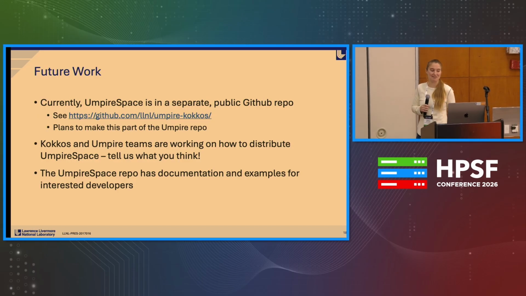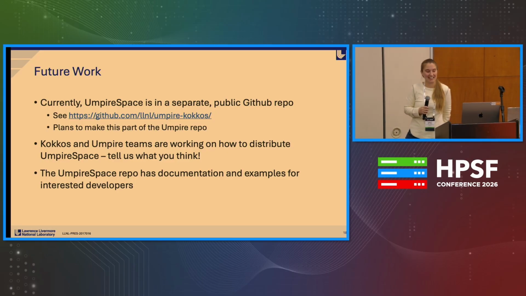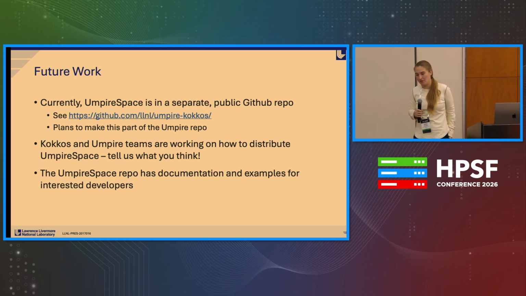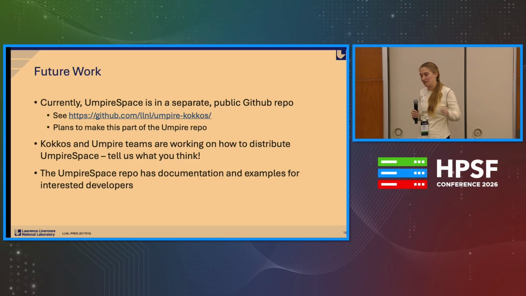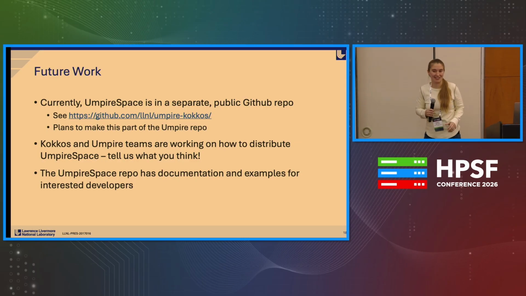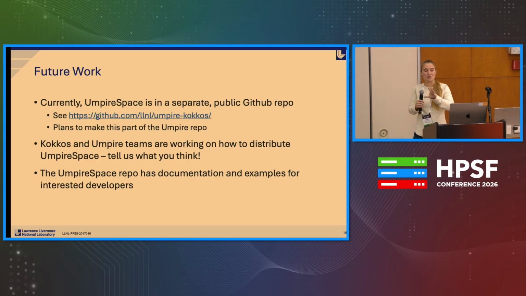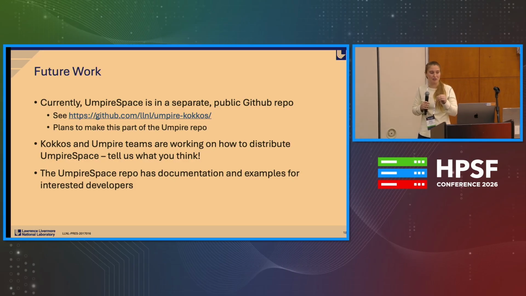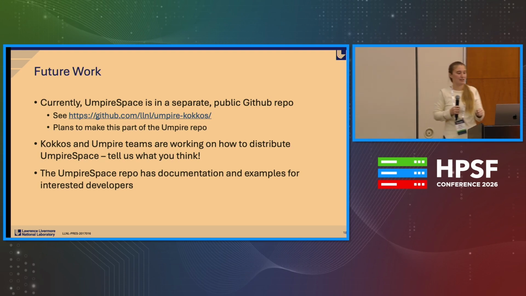Some future work. Currently UmpireSpace is in a separate GitHub repo. We plan to make this part of the Umpire repo, and it's just a header file. So if you can point to that header file, then you should be able to seamlessly use Umpire and Kokkos together, and it should be great. The Umpire and Kokkos teams are working together to figure out how exactly we're going to distribute this UmpireSpace. That's our plan so far, but definitely tell us what you think.